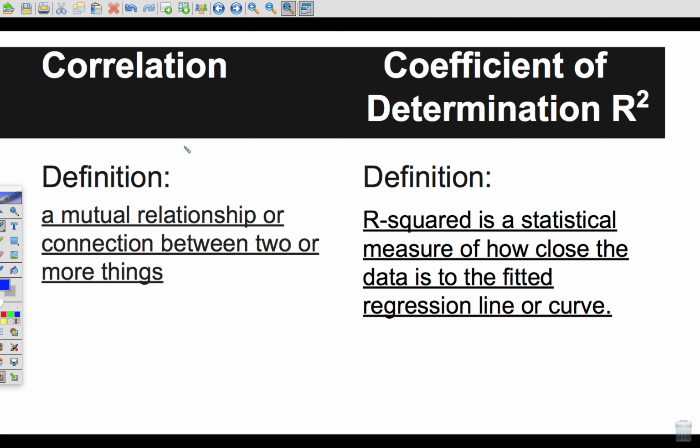So correlation, the actual definition, is a mutual relationship or connection between two or more things. You should have learned this in Math 1: it is not cause and effect. It's just describing, is there a relationship? This is for linear models only. We can only describe correlation for linear things.